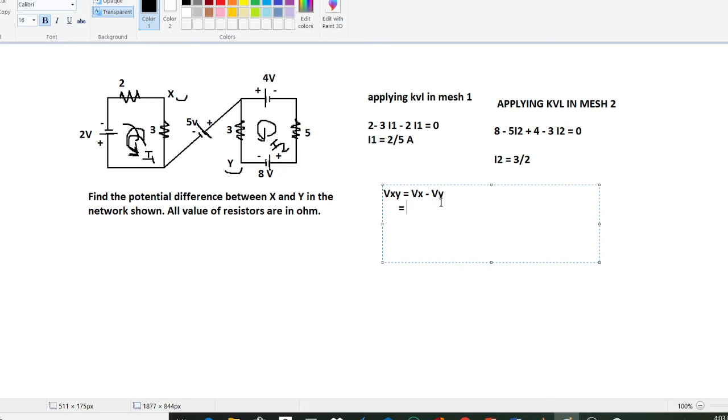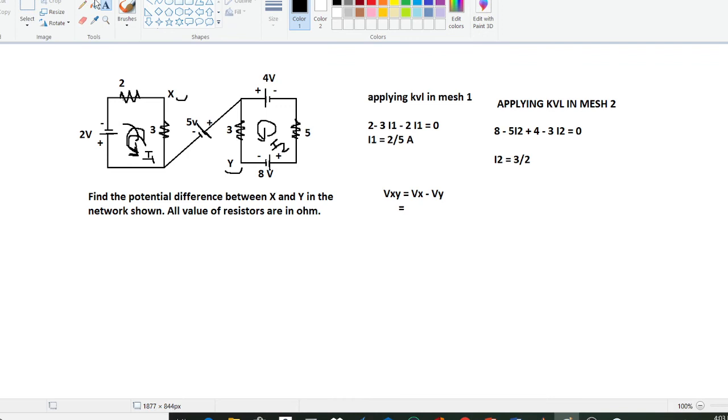In order to calculate Vx minus Vy, we have to write the KVL equation, and we will move from Y to X, means in this direction. The current flowing in this mesh is I2 in this direction. If you consider this mesh only, the value would be minus 3I2, but we are moving this way, so it will be 3I2 and again minus 5 volt and minus 3I1.